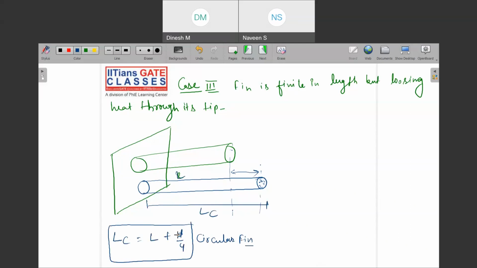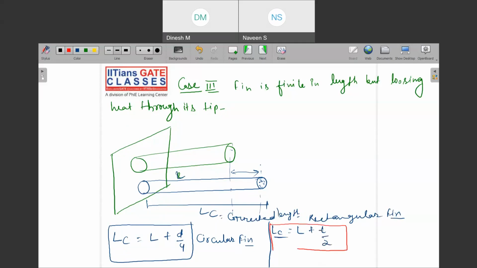Okay. And then there can be a case where you are working with rectangular fins, like we have seen. In that case, what will be your LC? LC means corrected length. So in case of a rectangular fin, LC is equal to L plus t by 2. We should keep this in mind, what the corrected length was. Sometimes they might ask you the corrected length even.